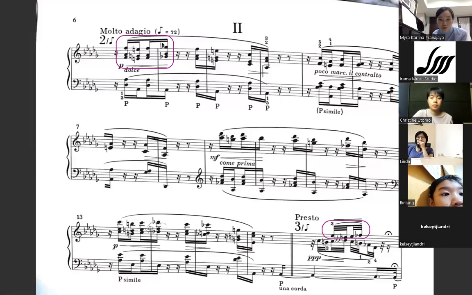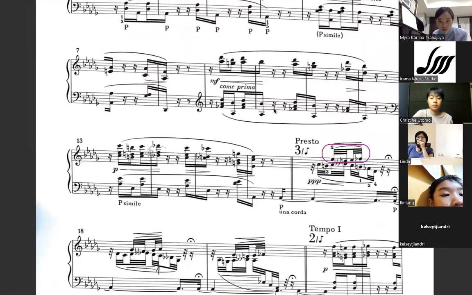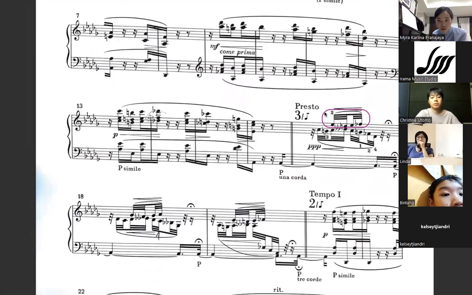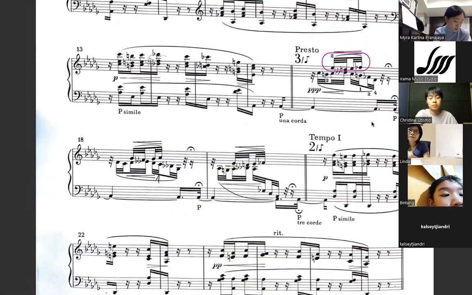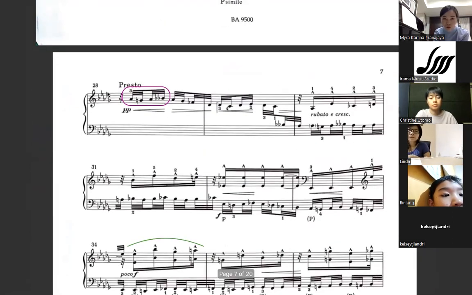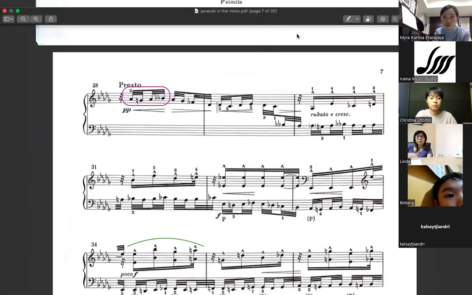This motif appears everywhere, and in the next section, the presto section, it becomes something like a color instead of something with choral texture. In bar 28, also in a presto section, we have a fugato, and the figure becomes a relentless figure, and it portrays some kind of obsession. So far for the second piece, and I would also like to play my recording.